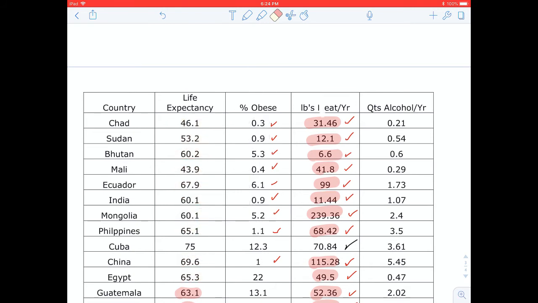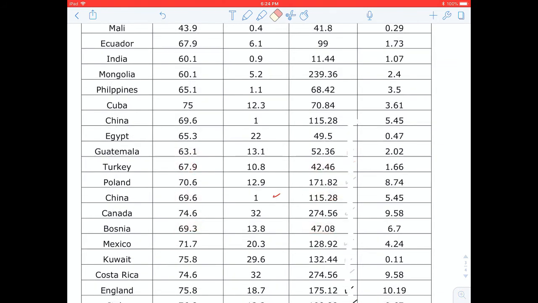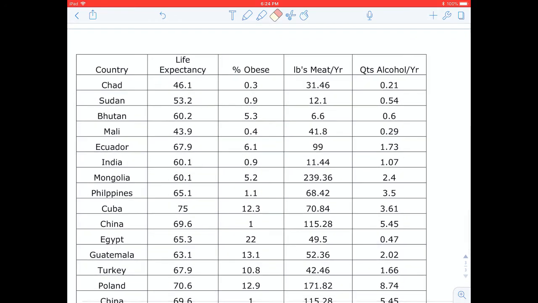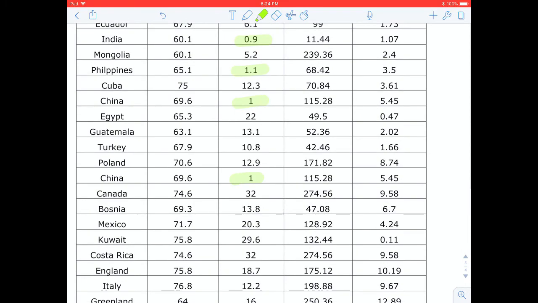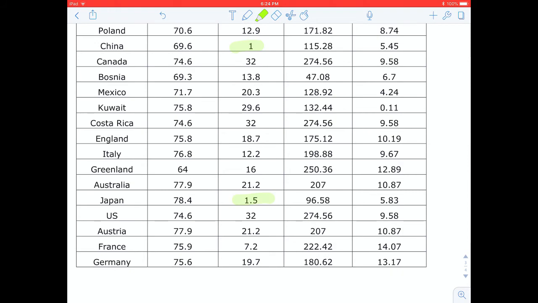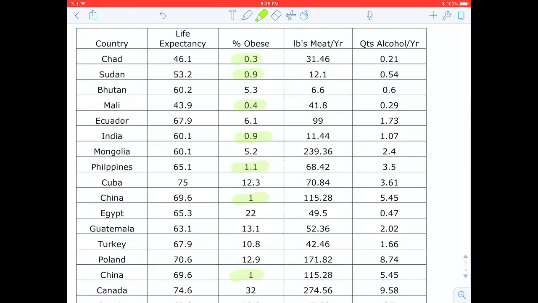So then I need to erase all of this other information, and did I get it all? And now highlight in green if the obesity is less than 2. So these guys, okay, I think that's all of them. Double check, all of them less than 2 are now highlighted in green.